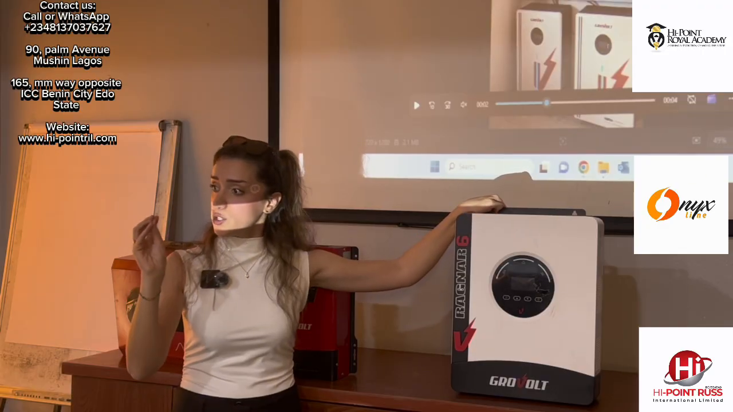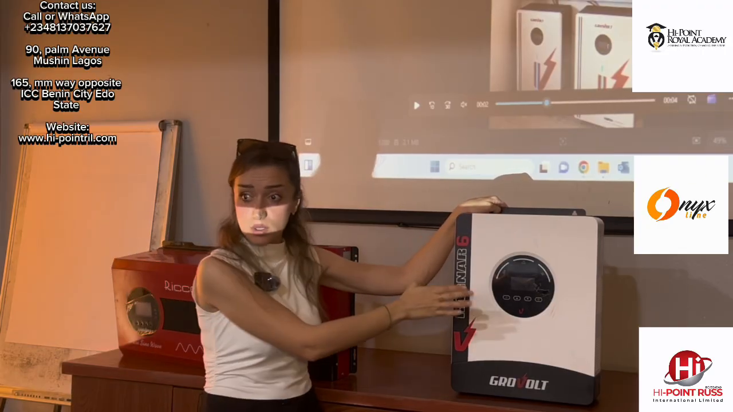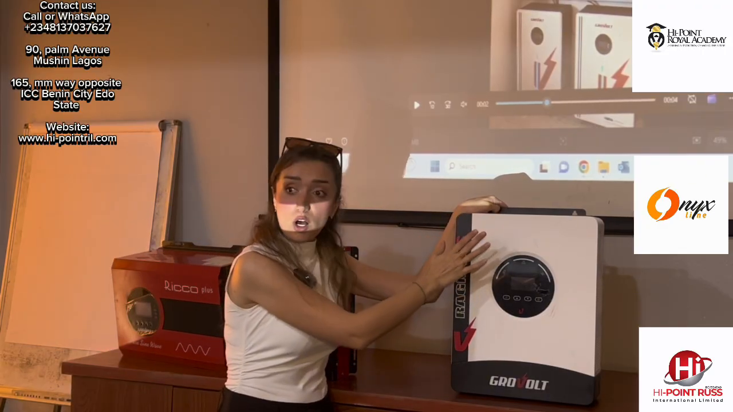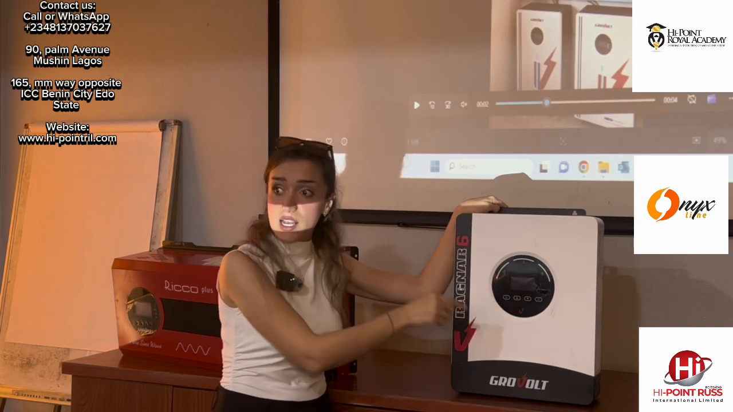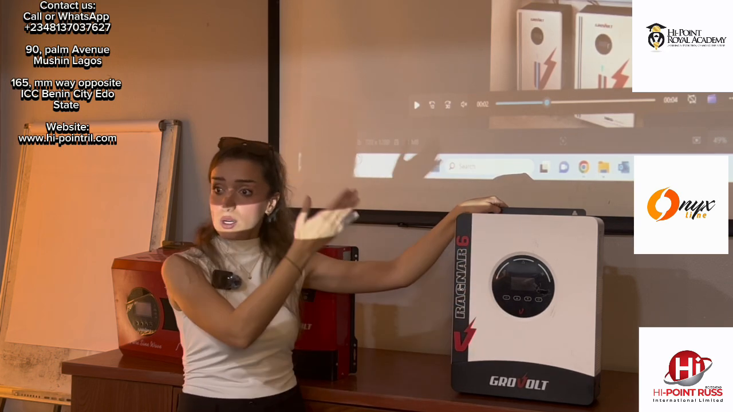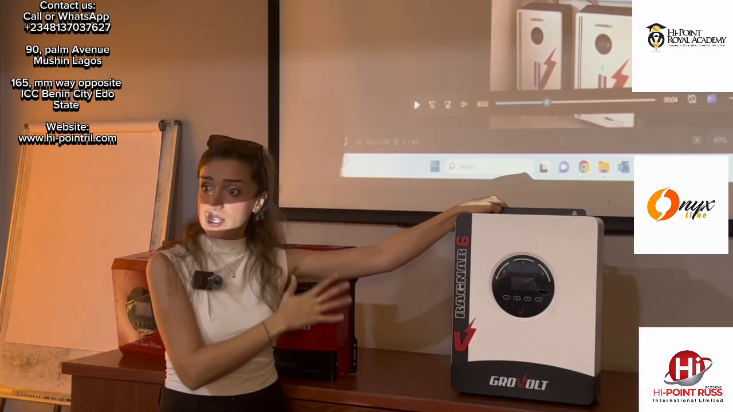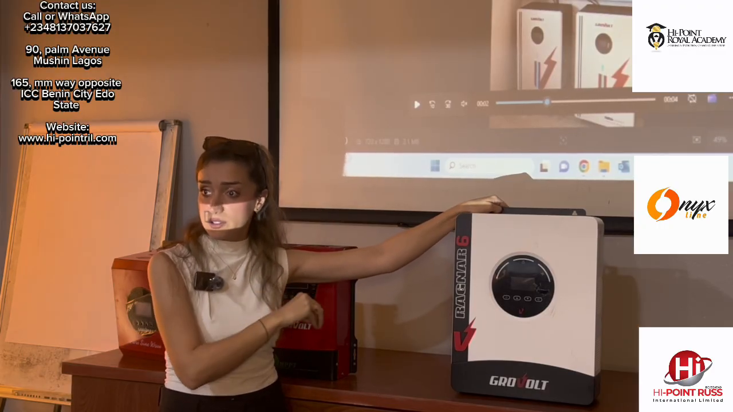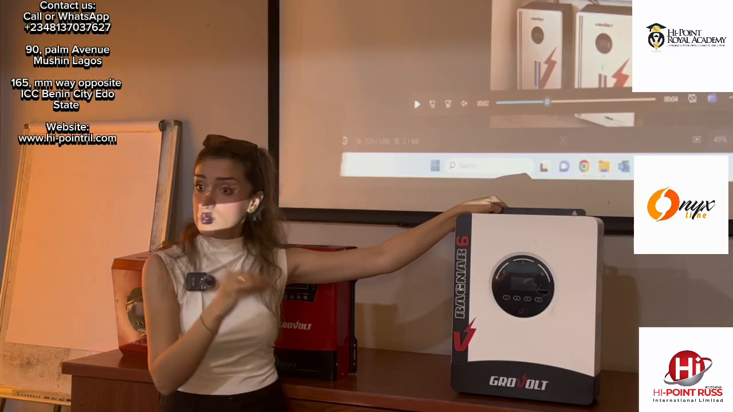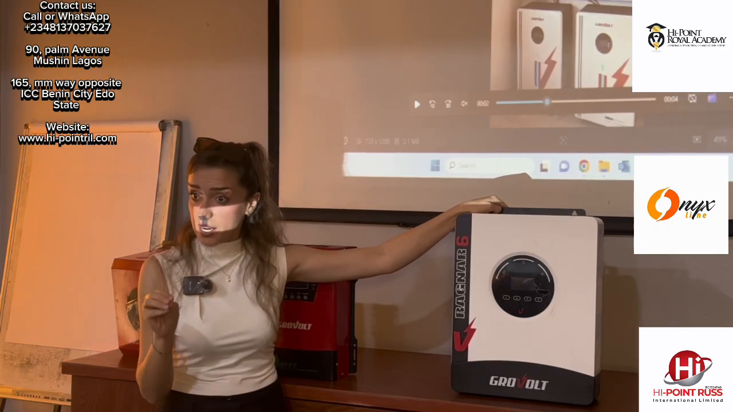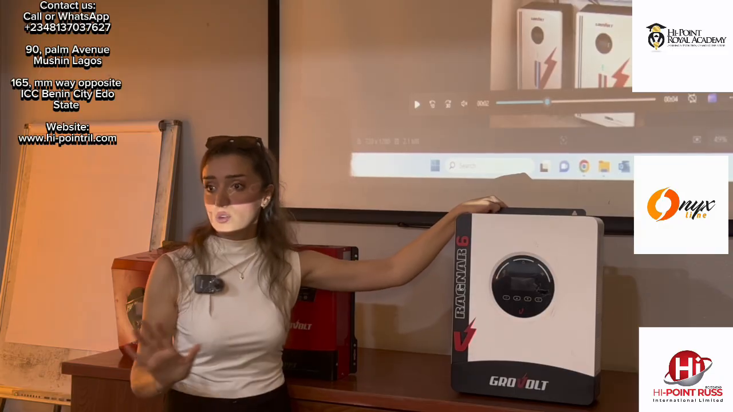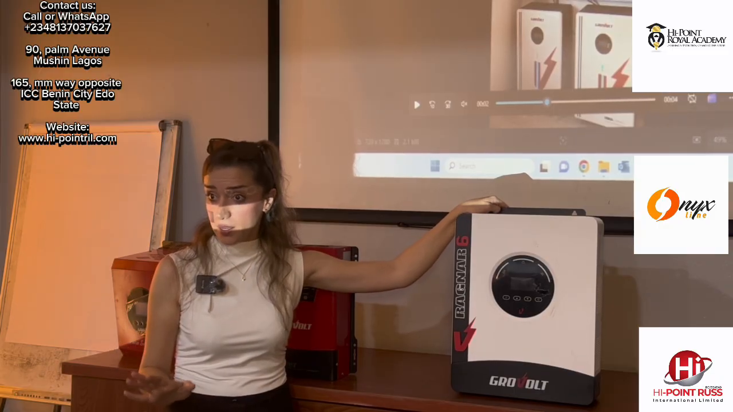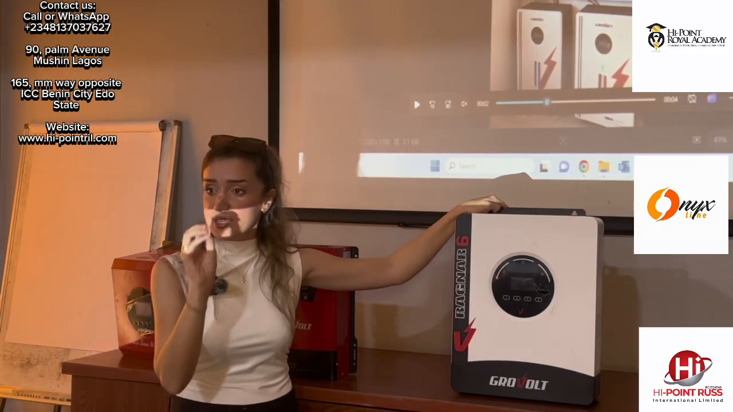But when you do your parallel, on the first inverter, do the parallel settings, then turn it off. Go to the second inverter, do the parallel settings, then turn it off. The third inverter, do the same, do the parallel setting and turn it off. Then you can turn on the 3 inverters together. Okay, this is about function settings.